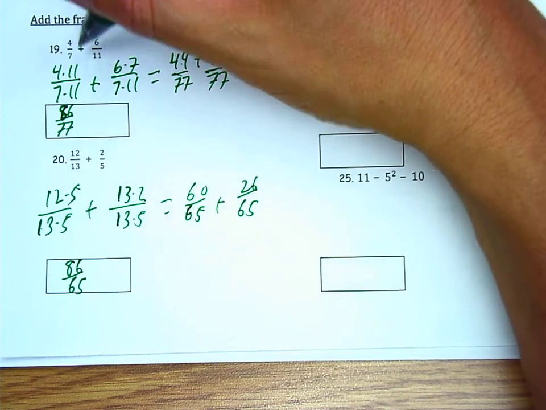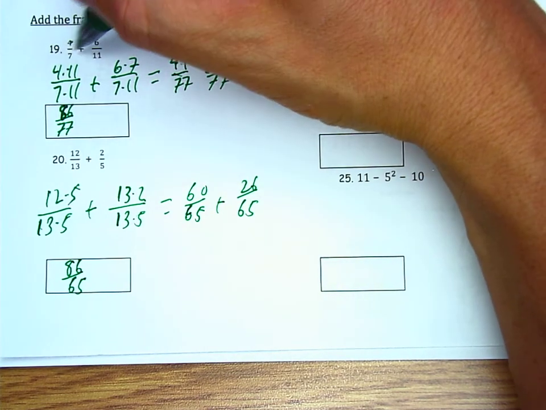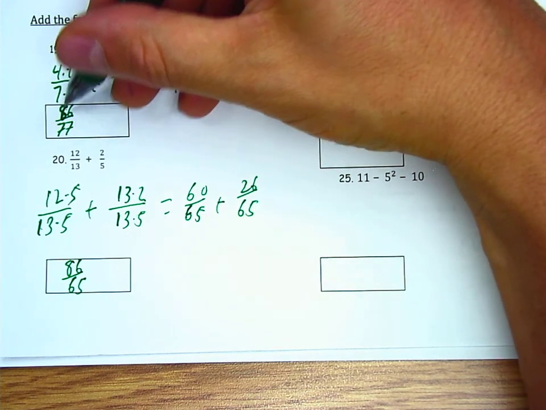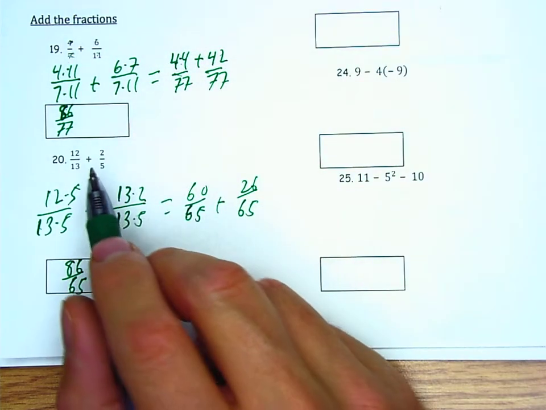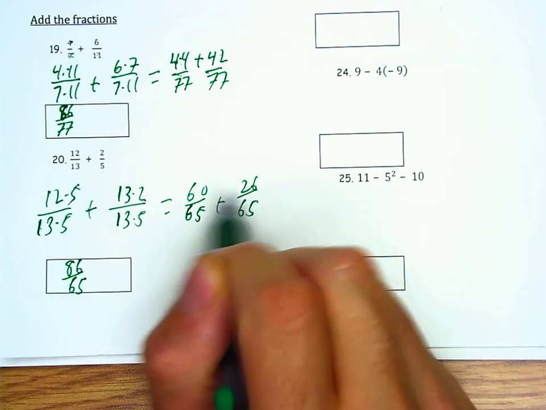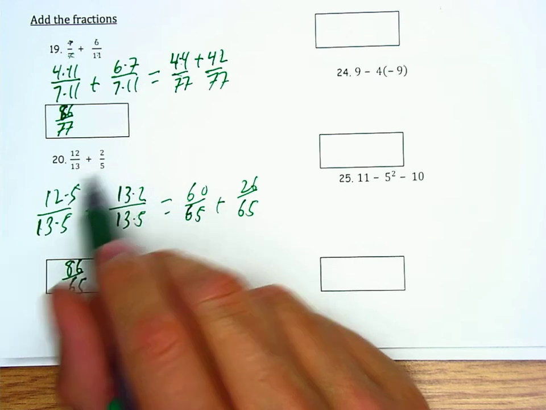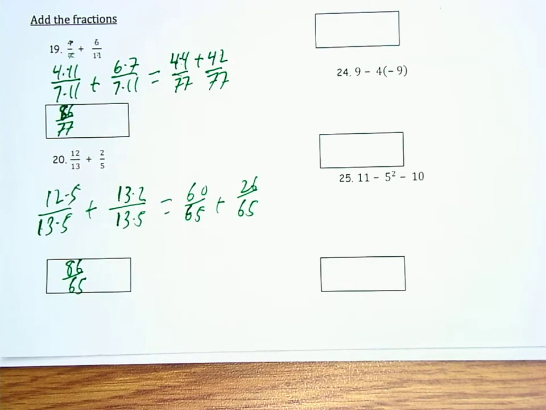Remember, we're multiplying the fractions together. So we take the 11 by the 4, 44, 7 by the 6, 42. 44 and 42 is 86, and the denominator is the 2 denominators multiplied together. 12 by the 5 is 60. 13 by the 2 is 26. 60 and 26 is 86, and then 5 by 13 is 65. That's called getting a common denominator and adding the fractions. I'm not reducing fractions with you here, so all we have to do is add them.